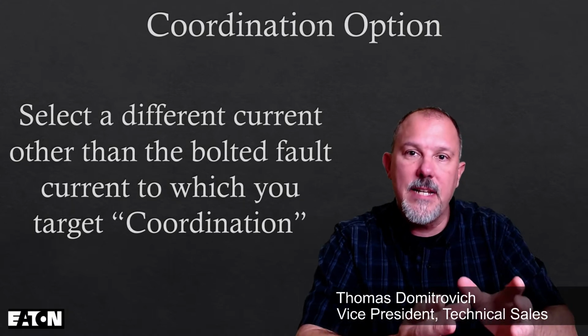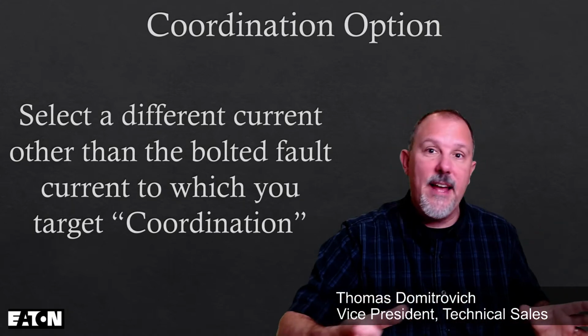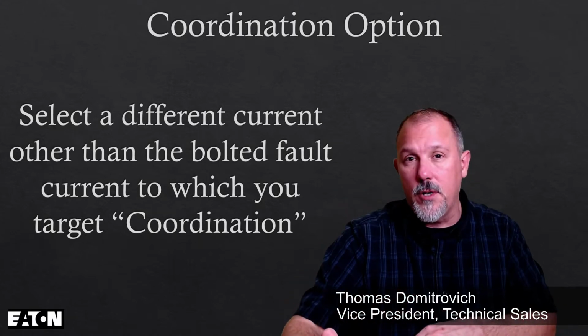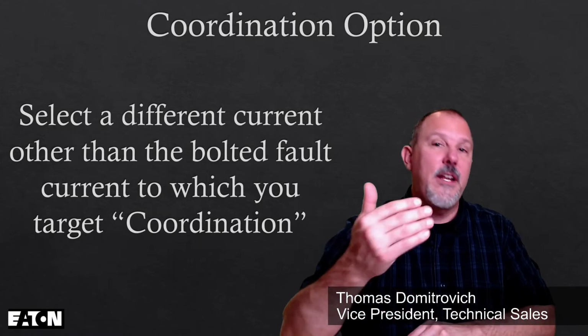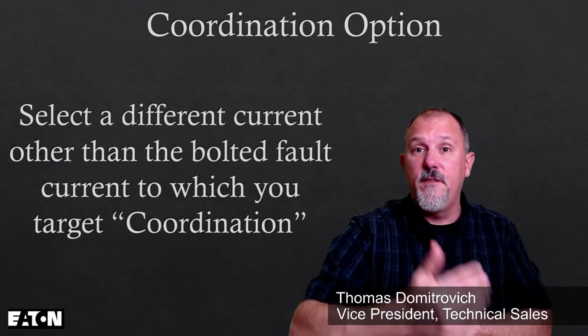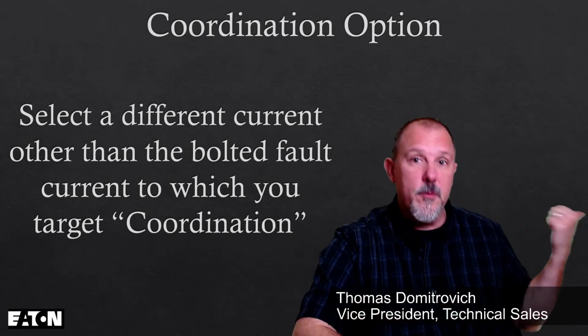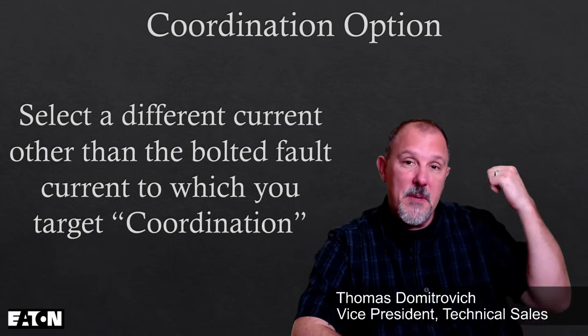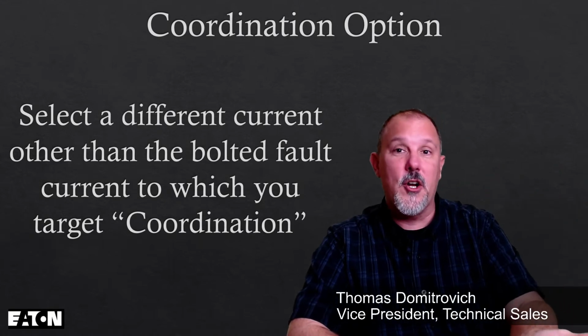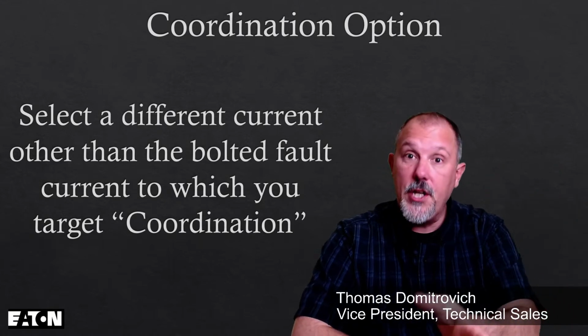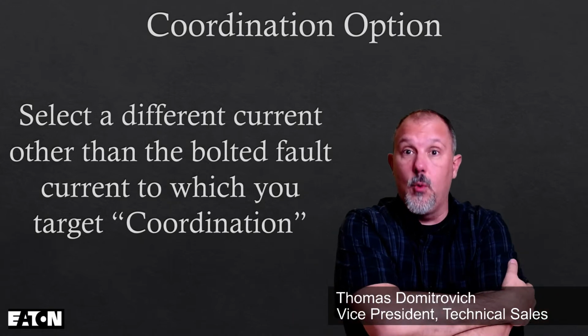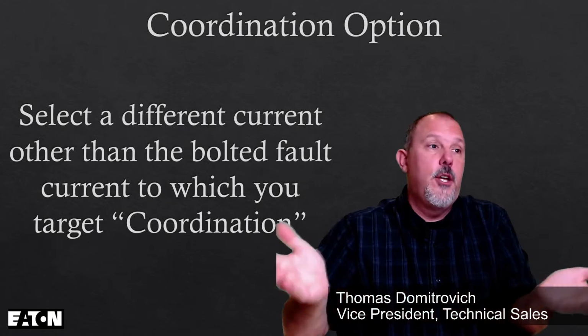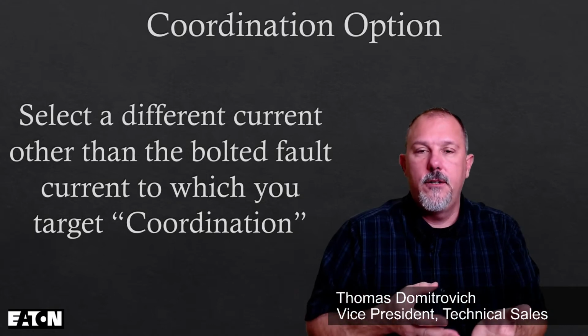And if they didn't coordinate to that value, I would tell them they do not have, not only do they not have selective coordination to the three-phase bolted fault current value, they do not have coordination to the most common fault in a power distribution system based on IEEE Red Book, which happens to be this value of current in that scenario. We could now use IEEE 1584, calculate the arcing current, and say, look, you don't coordinate to the arcing current nor the bolted fault current.